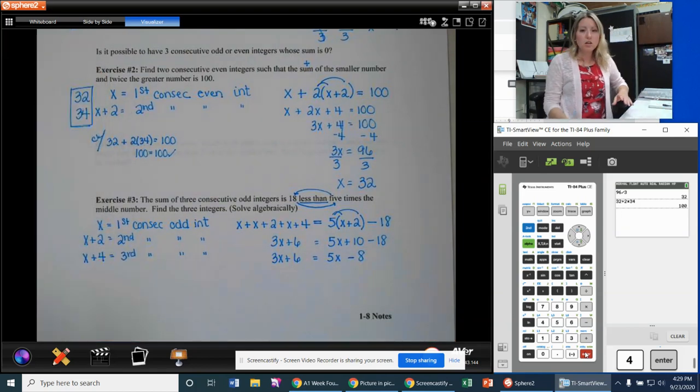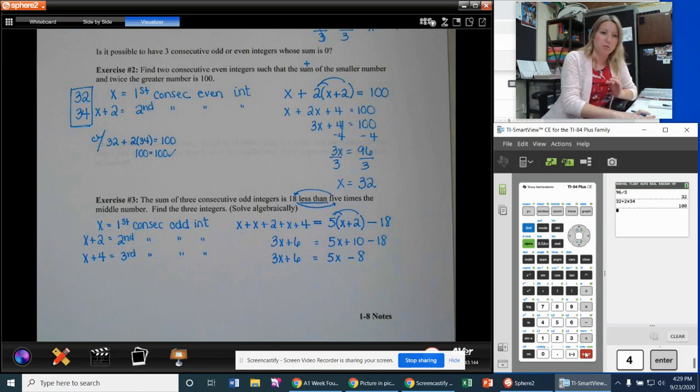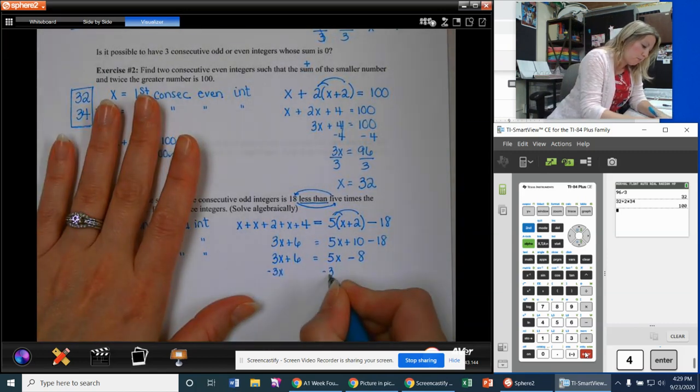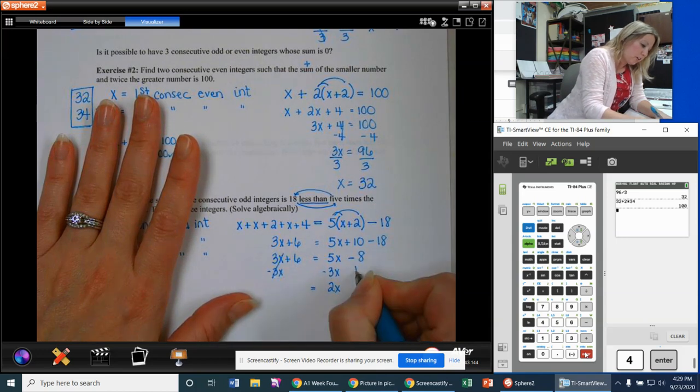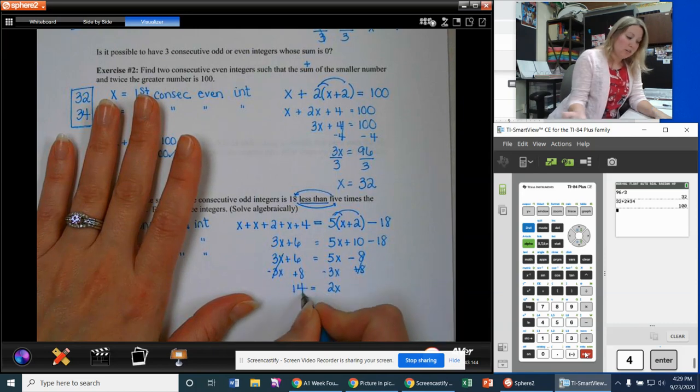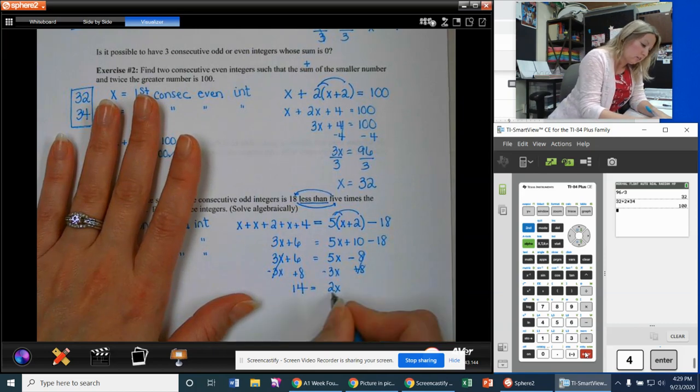Cool. Let's get all the variables on one side, all the numbers on the other. So I'll get all the variables over here because that'll keep my variable count positive. And I'll get all the numbers over here. 8 plus 16 is 24. Last but certainly not least, divide both sides by 2. I get x equals 7.